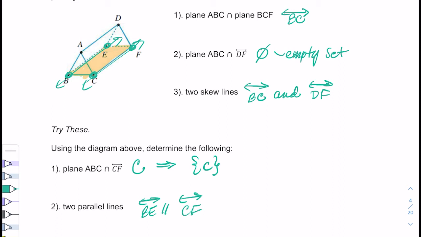Another example could be line AC and line DF. And now we're looking for 2 parallel planes. So we need to pick 2 planes that aren't going to intersect. And in this diagram, there's really only one answer. There's this plane in the front, and then this plane in the back. I think you'll agree they're never going to intersect. So we would say plane ABC is parallel to plane DEF.